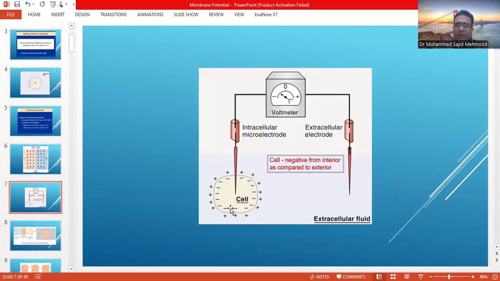If we measure with a voltmeter, if we place a positive electrode within the cell and an indifferent electrode in the extracellular fluid, a negative potential is recorded on the voltmeter.